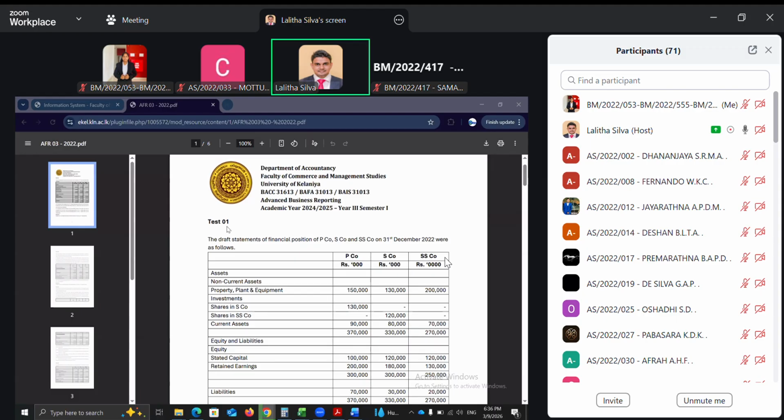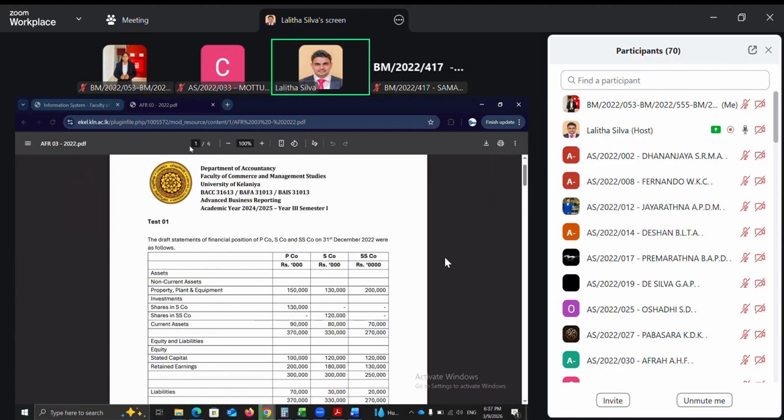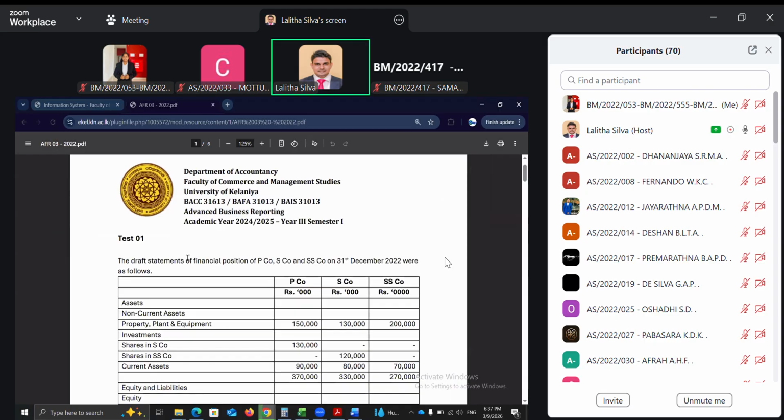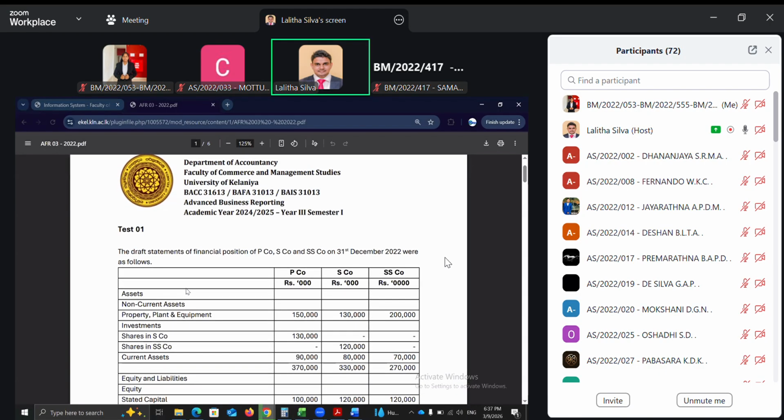Okay, today we are having another question. Today I'm going to focus on the second method of preparing consolidated financial statements with a complex group structure, which is the fair value method. Last week, in the last session, we discussed the proportionate share method. Today I'm going to discuss the fair value method.